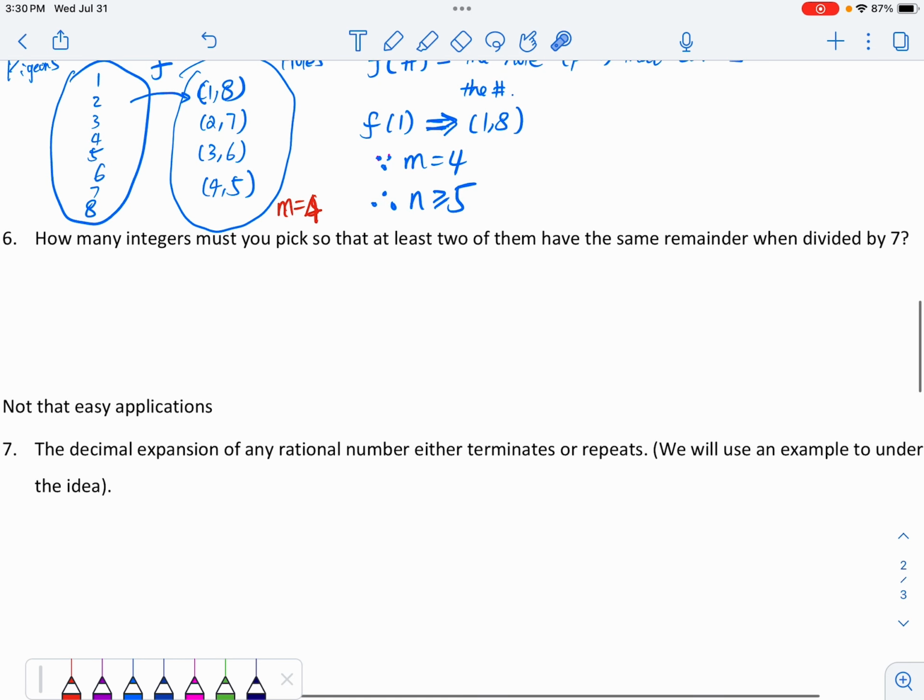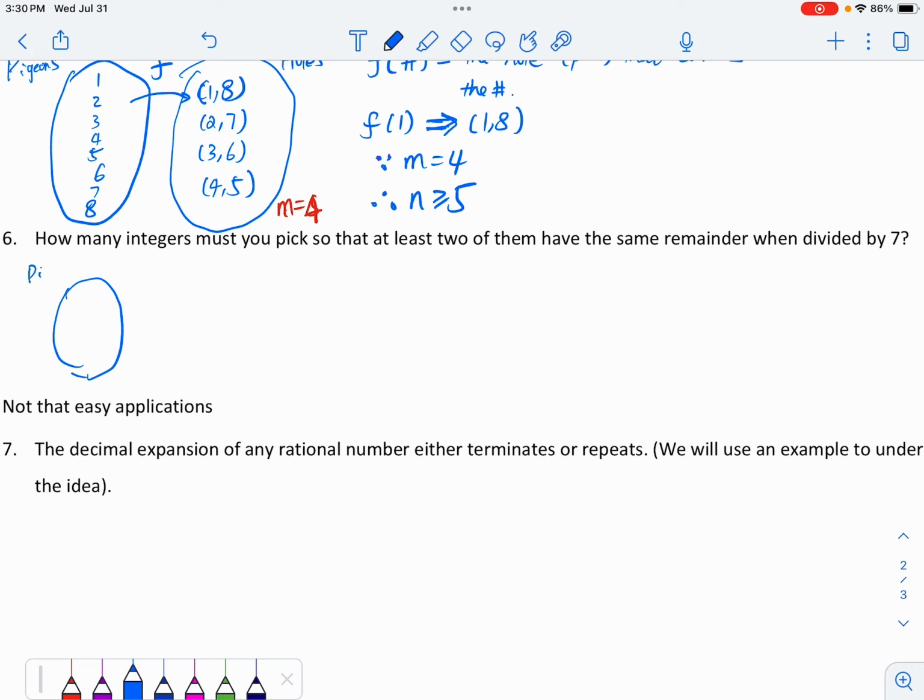All right, let's take a look at the next one. How many integers must you pick so that at least 2 of them have the same remainder when divided by 7? Okay, so again, think about it. What would be your hole? What would be your pigeon? So how many integers must you choose?